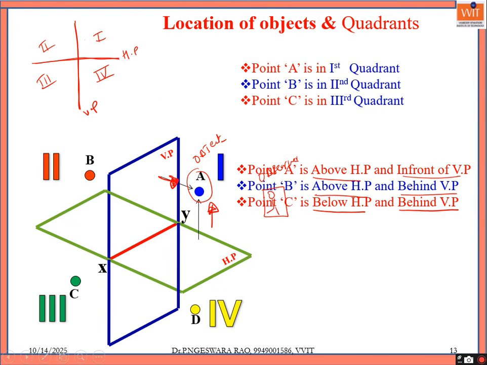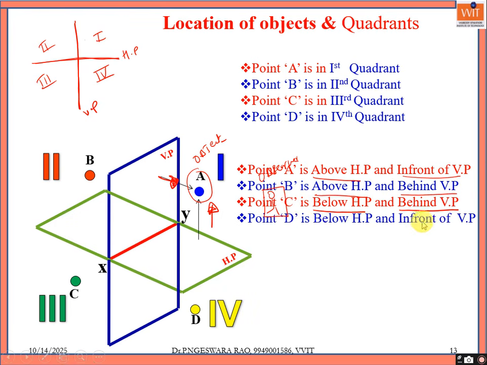Next and last, the point D, by visual observation, is in the fourth quadrant. With respect to HP and VP, it is below HP and in front of VP. Like this we are able to identify. First of all, before drawing the images of the object, we must identify the quadrant where it is lying.